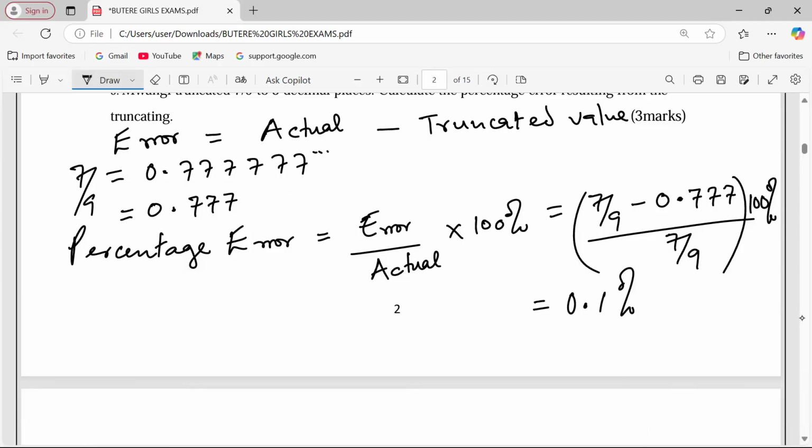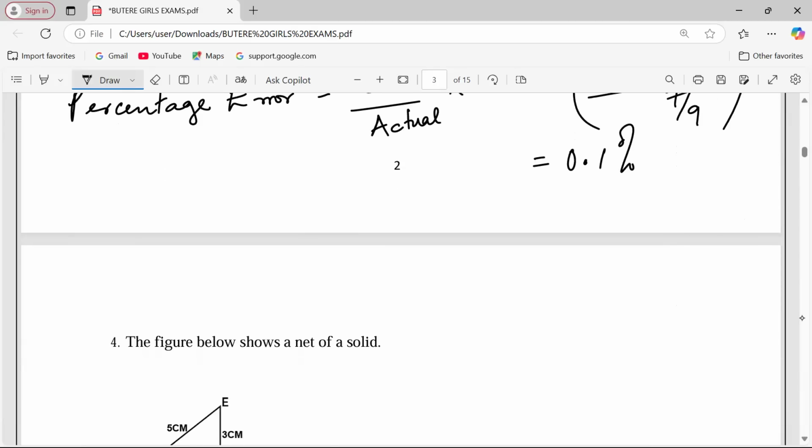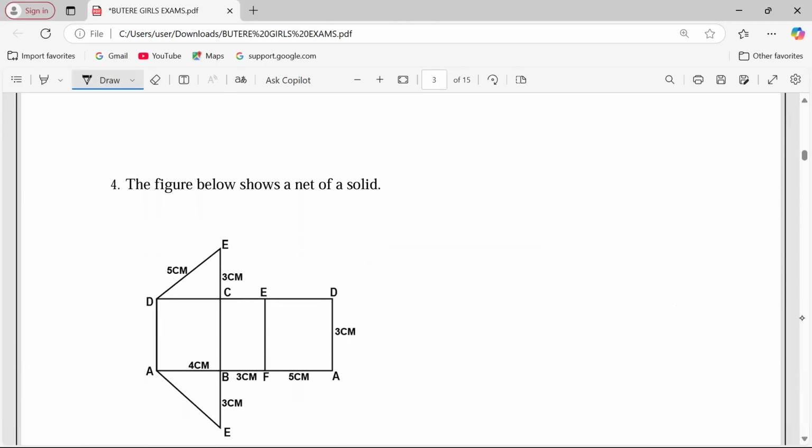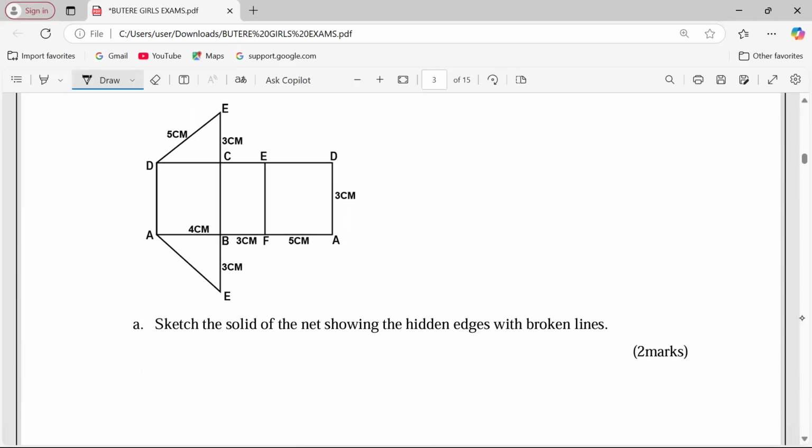0.1%. So that is the percentage error. This is on errors and approximations, Form 3 work. Now the figure below shows a net of a certain solid. Sketch the solid. Sketch the solid of the net.